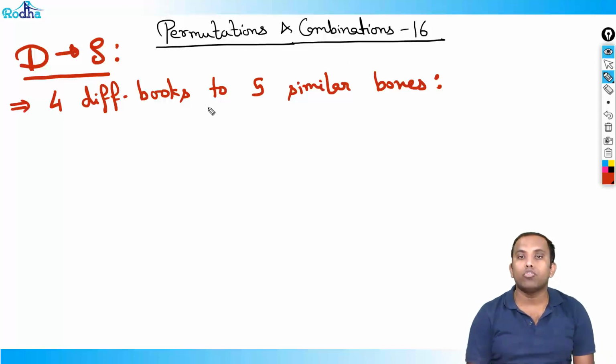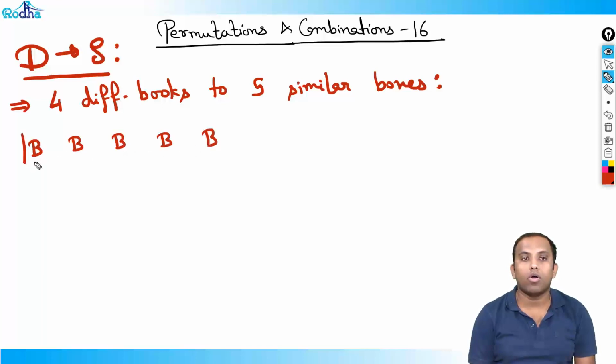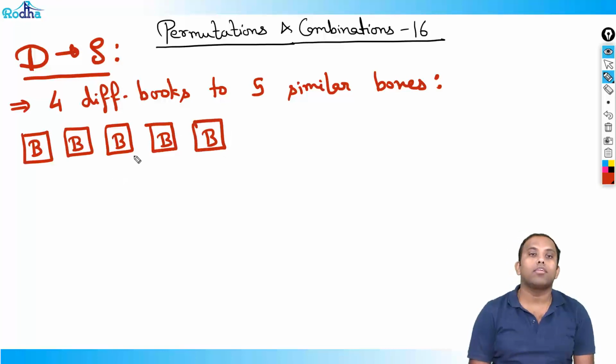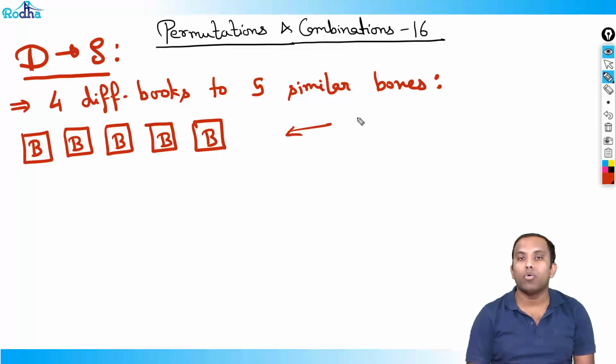So four different books to five similar boxes. I have to put them in five similar boxes, name them all B, B, B, B and B. All are absolutely identical. Similar in P and C means identical. You can't differentiate, right? There are five identical boxes. In this you have to put four different books like maths, chemistry, physics, biology.